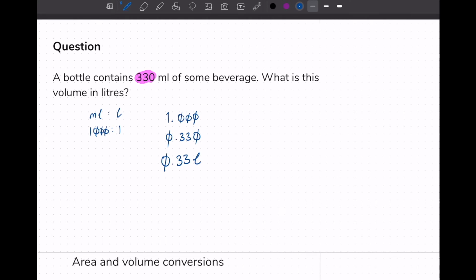Another way to think about this is that we have 330 out of 1,000. So 1,000 over 1,000 will be 1 liter, but we have some number, 330, over the total, which is 1,000. And what's that? Well, that is 33 over 100. Right? We can either put that in our calculator or move the decimal point over 2 because we're dividing by 100, which again gives us 0.33.